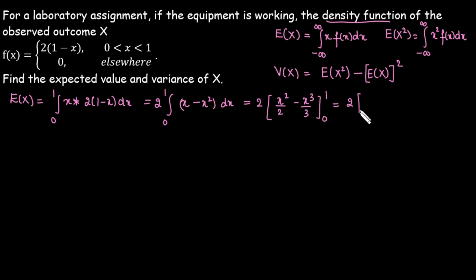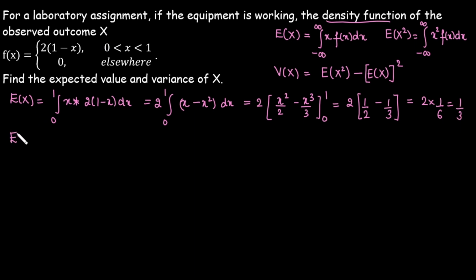This 2 is as it is. At upper limit it is 1 by 2 minus 1 by 3. At lower limit both results as a 0. Calculate this. This is equal to 2 into 1 by 6, that is equal to 1 by 3. So the expected value of x in this case is 1 by 3.